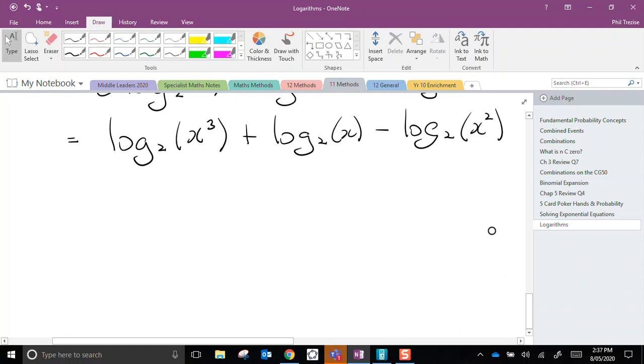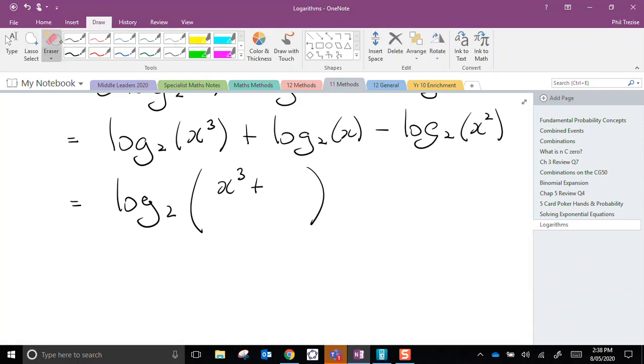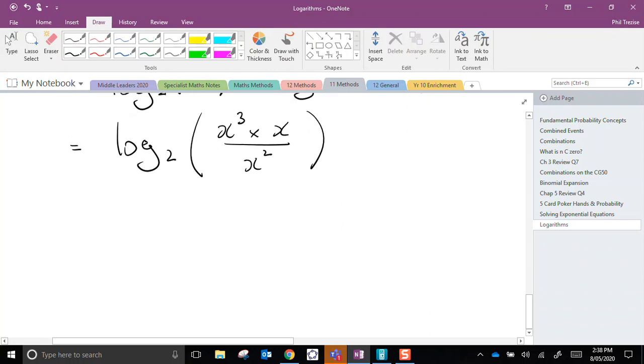Now it's similar to what we had last time. In fact, I might do these all together this time. So x cubed plus x, well that would be multiplication, x cubed times x, and of course it's a multiplication when it's inside a log. Silly me. And now instead of subtracting an index, it's dividing by the term, dividing by x squared. So what does this look like? That's log base 2, x cubed by x is x to the 4th, divided by x squared, that's x squared.